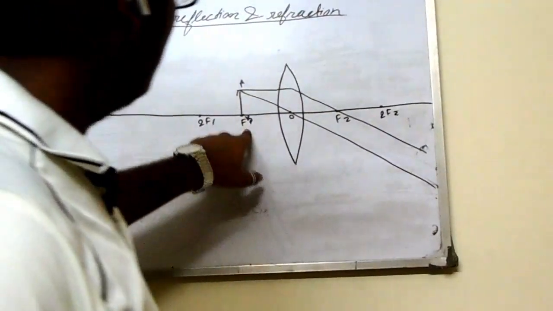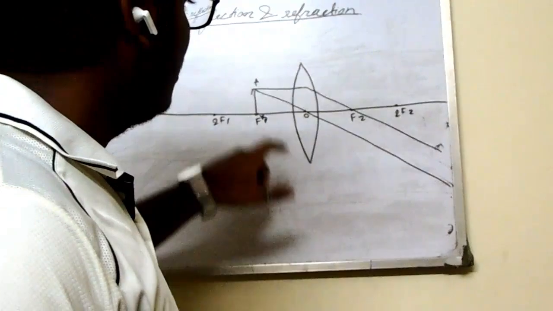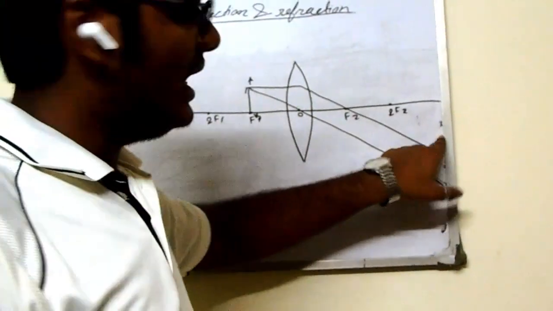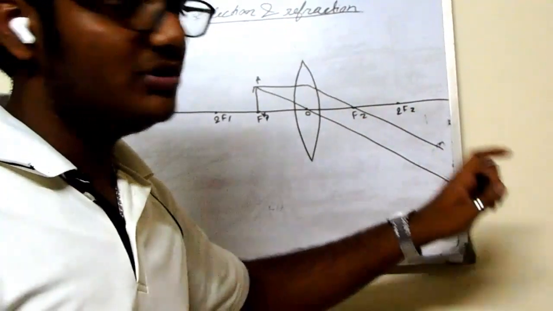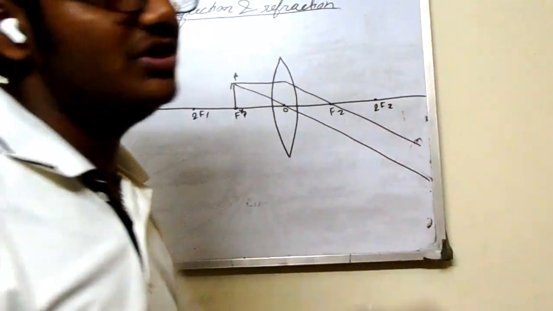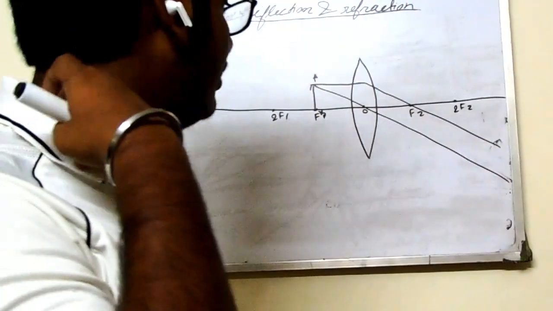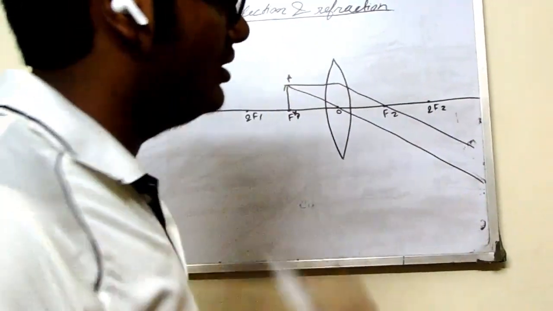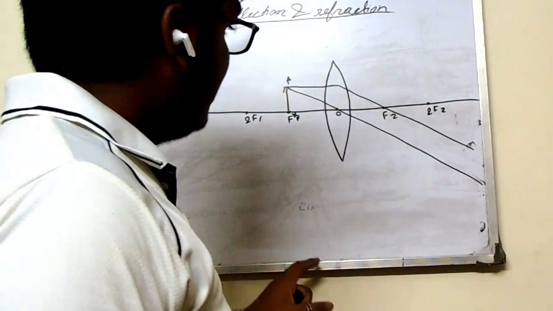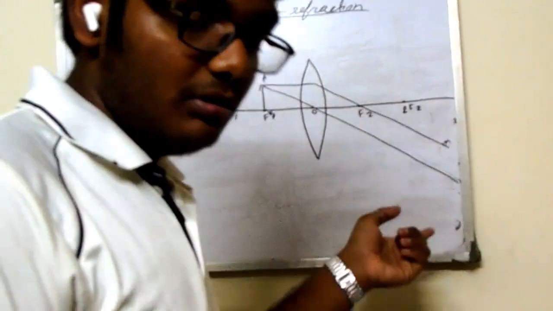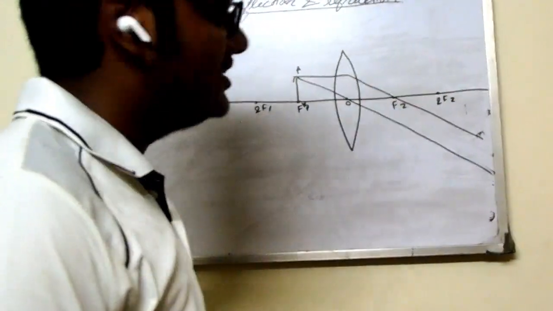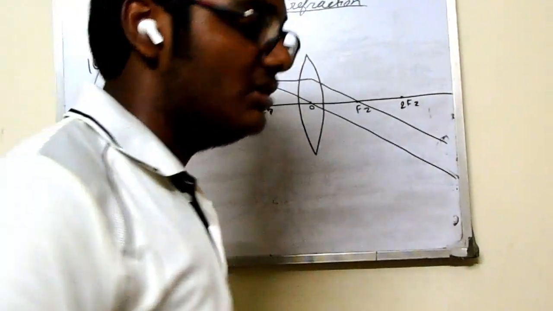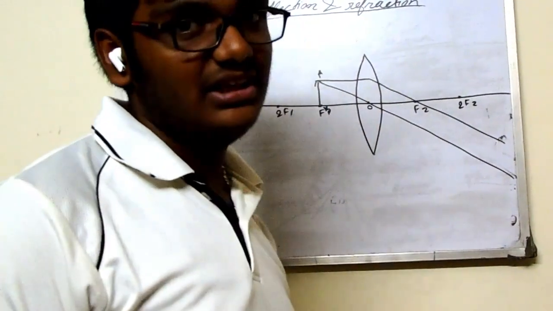Position of the object at F1, position of the image at infinity, because it is beyond our imagination. Where it will go, it will depend on the size of the object. Okay, and the nature of the image virtual and inverted, and the size is obviously highly enlarged.